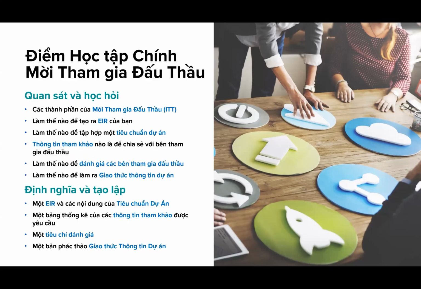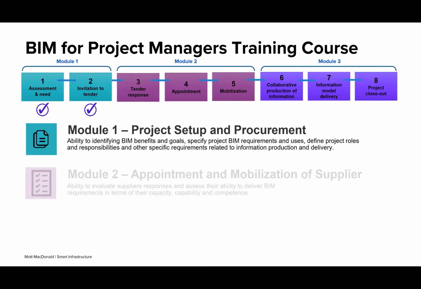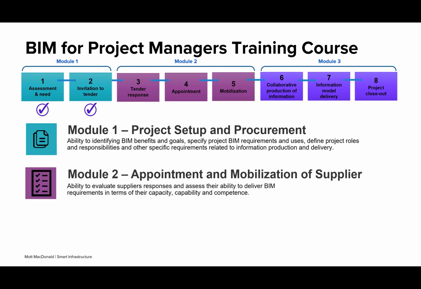Okay, so that's stage 1 and 2, and so we've covered those two stages here. The rest of today we're going to start looking at module 2, and the first stage of that, stage 3, the tender response. So we'll look at what the project manager needs to do when receiving the response back from the tenderers. So I'll hand over to Phil.